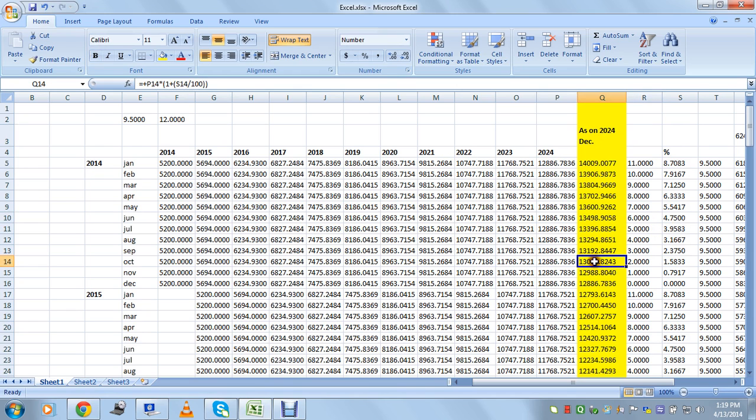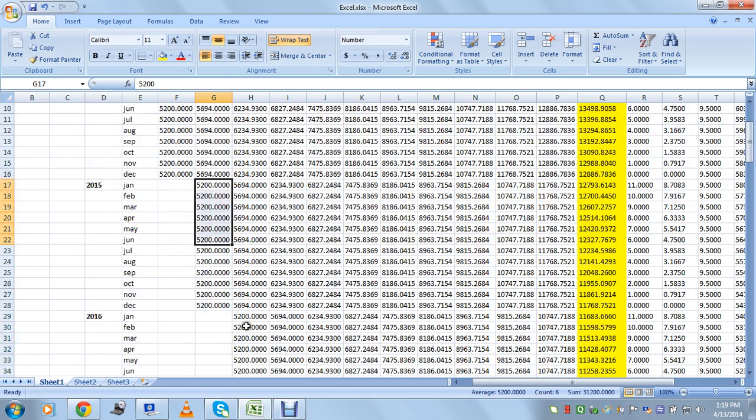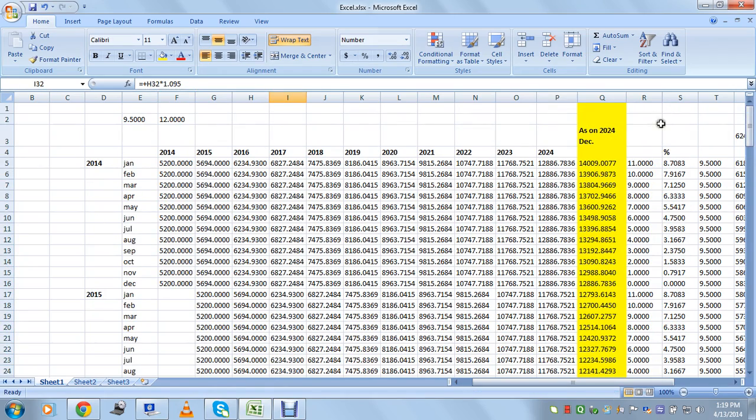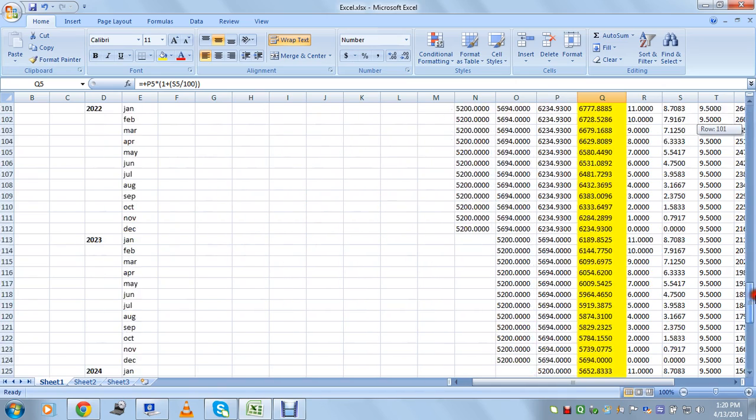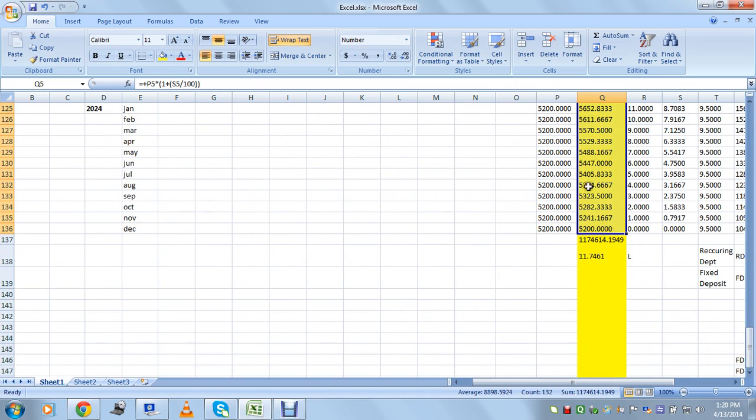Now from this cell, it is very clear that whatever amount you keep investing, at the date of maturity or withdrawal, let's say your RD matures in December 2024, at that point the value of each and every month's investment turns out to be this much. So you can just directly select this entire column till here and click auto sum. You will get this much amount.